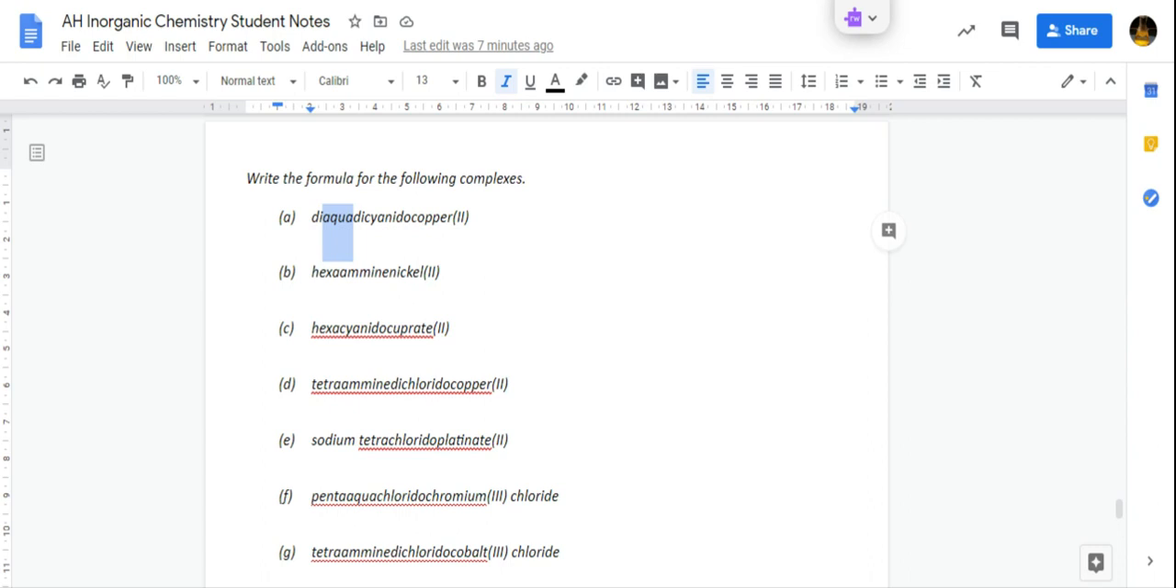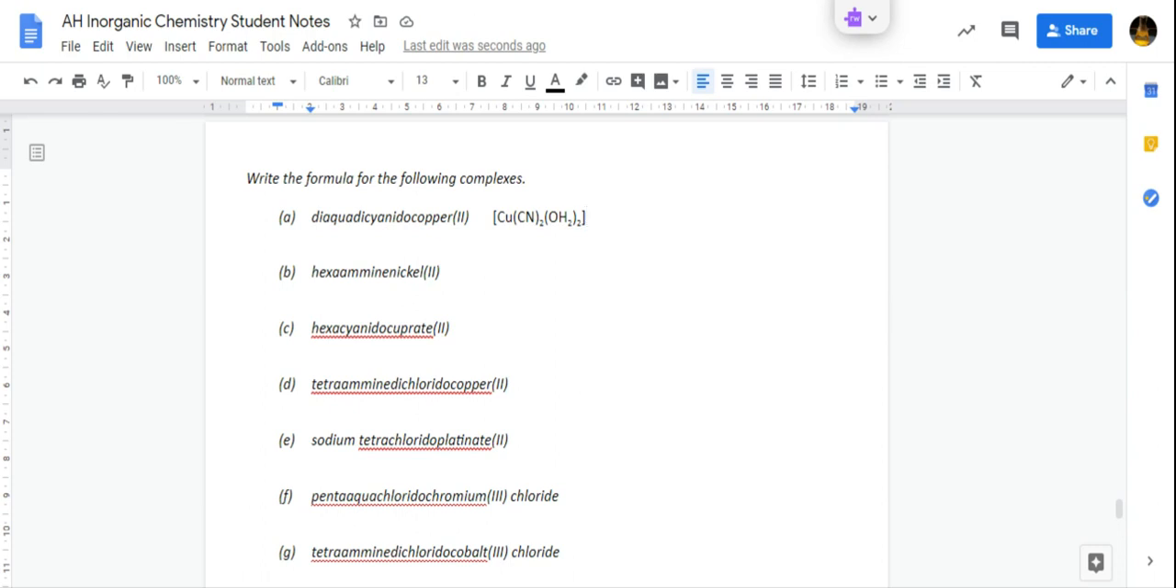Then you need to work out the overall oxidation state. I'm going to type this one just to make it a bit easier to see. So far we've got our 2 cyanido ones, our 2 water ligands, and we have to work out whether this complex has an overall charge.